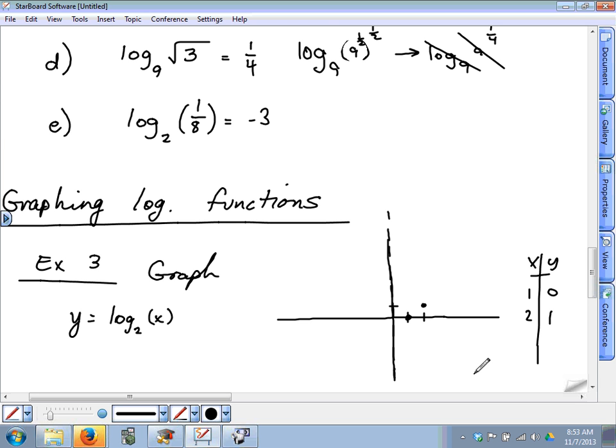What's the next number in line that's a wise choice? 4. Why 4? It's a power of 2. You want to choose powers of 2. What's the log base 2 of 4? 2 squared is 4, so if x is 4, then y is 2. Look at this. It looks like a square root.